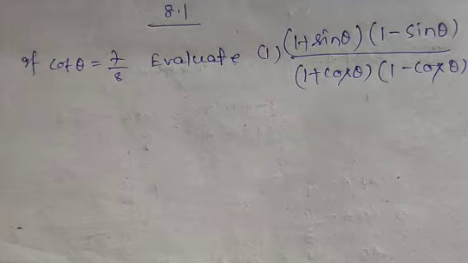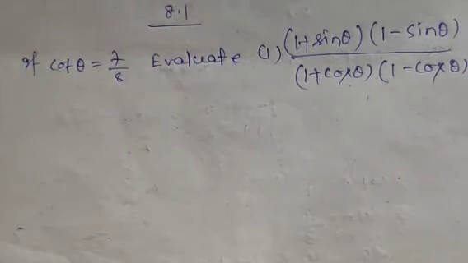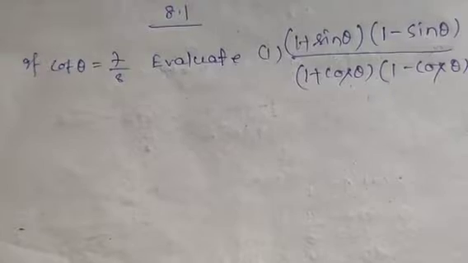In the last video we discussed a few questions in 8.1. In this video we will discuss the remaining questions which you have queries. This is question number 7, 8.1. So here is the question: cot theta is equal to 7 by 8. Evaluate (1 plus sin theta)(1 minus sin theta) divided by (1 plus cos theta)(1 minus cos theta). Okay, we will discuss this.